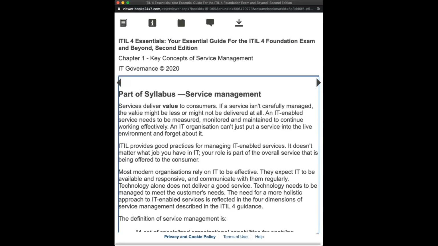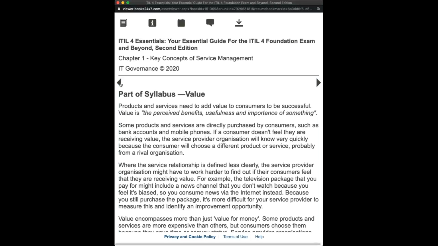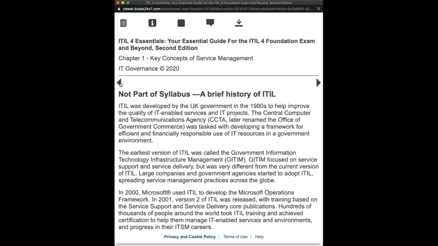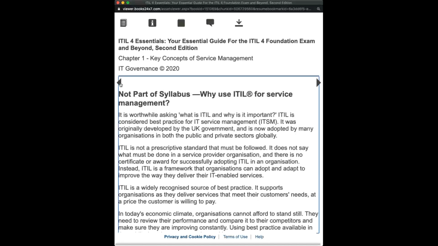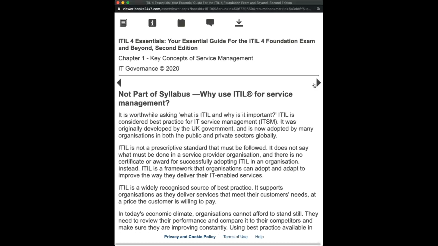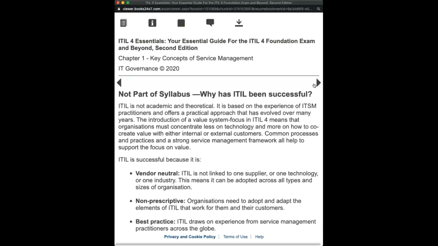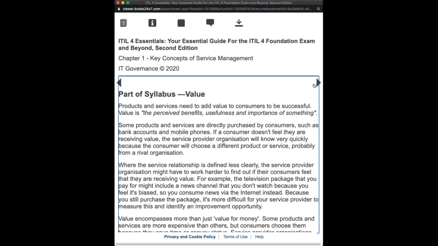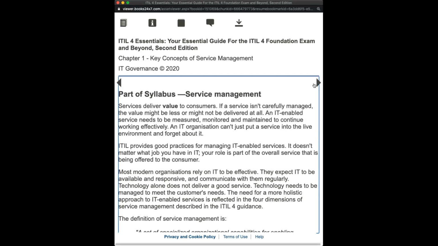Okay, so we are now going to talk about service management. We talked about service, we can quickly scroll back, talked about value, talked about ITIL, the importance of service management. So we now have some of the underlying concepts and terminology to discuss service management.